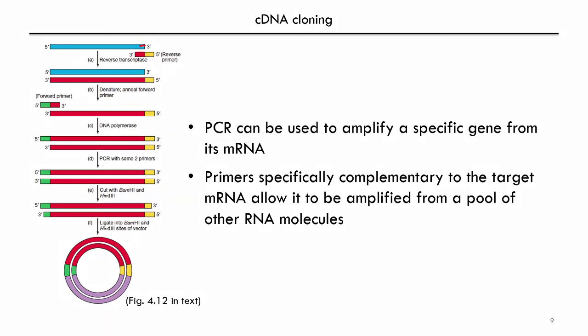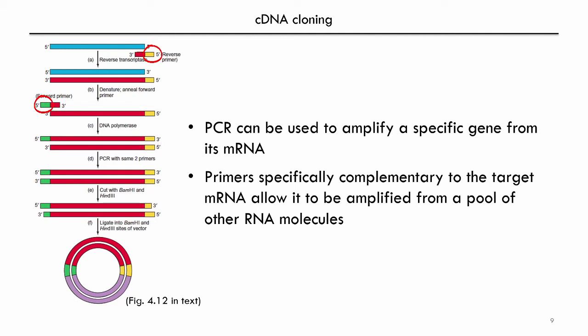First, the antisense primer, labeled here as the reverse primer, anneals to the mRNA at its 3' end. Single-stranded cDNA, complementary to the mRNA, is synthesized by reverse transcriptase. The sense primer, or the forward primer as it's labeled here, can then anneal to the newly synthesized antisense DNA strand, and DNA polymerase can synthesize the second strand of DNA elongated from this primer.